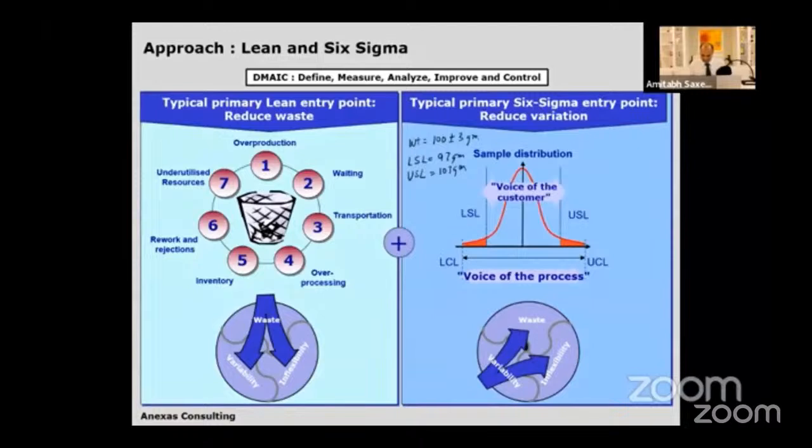Now, coming to the other wastes. So we have waiting time. I already talked about transportation, moving something from one place to another place. If the customer is not willing to pay for it, it is not adding any value, then it is a waste. Over processing, giving the customer more than required, is a waste. Inventory, work in process inventory or finished goods inventory or raw material inventory. A lot of money is blocked in the organizations. That is a waste. Rework or rejections, I already talked about it.